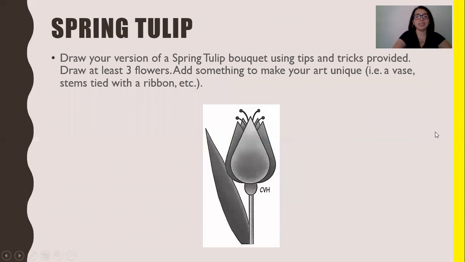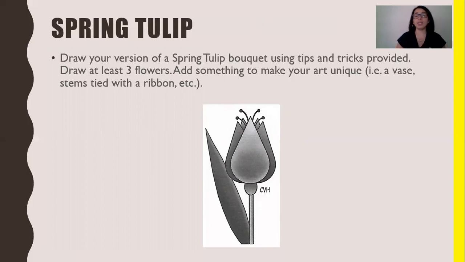All right, so today's lesson is going to be on the spring tulip. It is spring right now, and Mother's Day is coming up, so if you decided to do a drawing or something for your mom for Mother's Day, maybe you can do a bouquet of spring tulips. So we're going to draw our own version of a spring tulip bouquet using tips and tricks provided. The point is to draw at least 3 flowers and then add something to make your art unique.